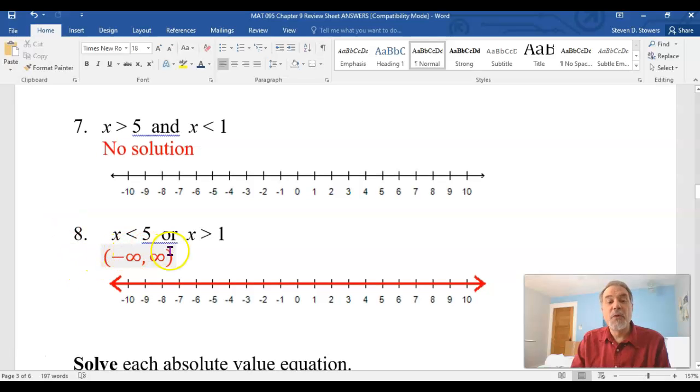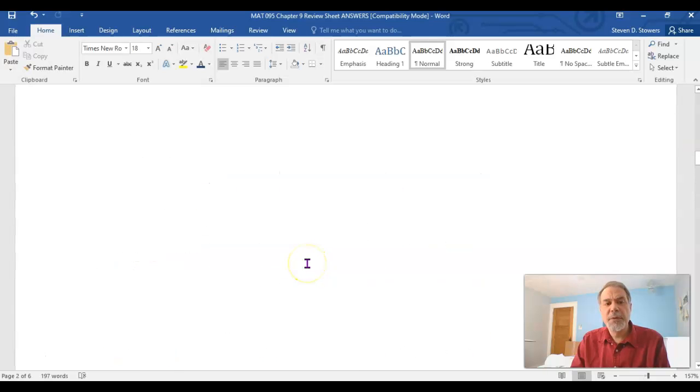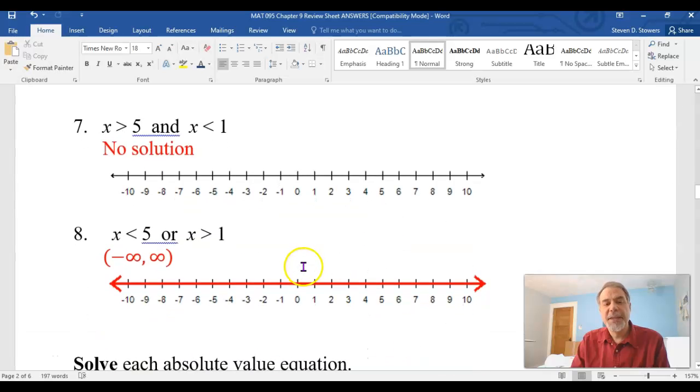X is less than 5 or x is greater than 1. Here are all the numbers that are less than 5. Here are all the numbers that are greater than 1. Didn't we just do something like this? Well, sort of. Every number is either less than 5 or greater than 1.